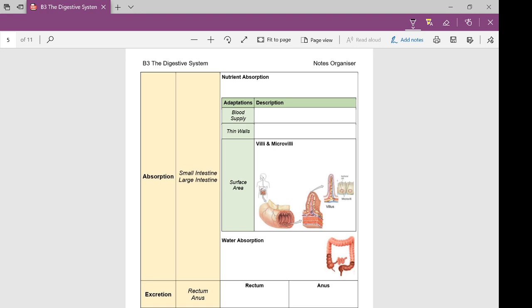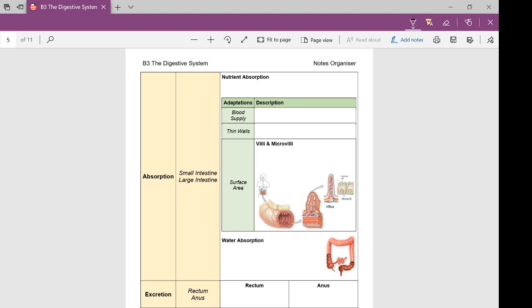When we talk about absorption, the main thing we want to talk about is the intestines. The small intestine is where we absorb all the nutrients such as the fats, the sugars, all of that. So all the actual foodstuffs our small intestine absorbs. Our large intestine reabsorbs water.